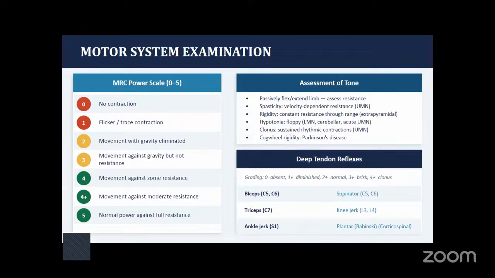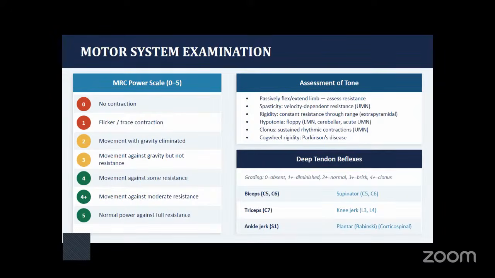In the motor system examination, we will use the MRC scale. So from a grade of 5 being the normal, 4, the patient can move against some resistance. 3, the patient can move against gravity but not resistance. 2, if gravity is eliminated. And 1, if there are just flickers or trace contraction, that has to be intentional, not just tremor. So you ask the patient to move a limb, and if you see that there are some tremors, that's what you're thinking about. Absolutely no movement, that is 0.